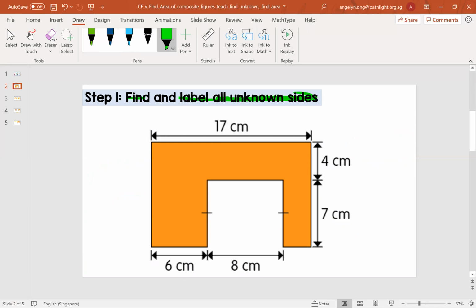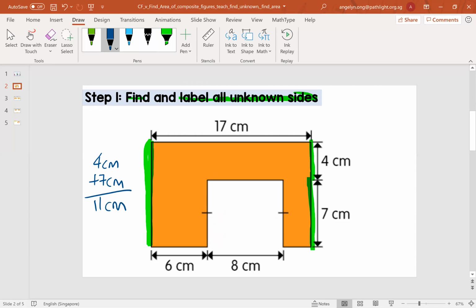Okay, let's first find this unknown side here. How do we find this side? Take a look to the right and we see that it is made up of 4 and 7 cm. So for the one on the left here, this is actually 4 cm plus 7 cm, and that will give us 11 cm. So this length here is 11 cm. And then we need to find all this.